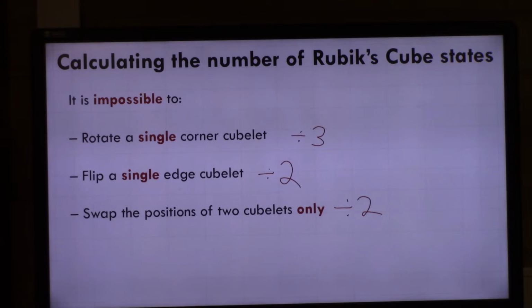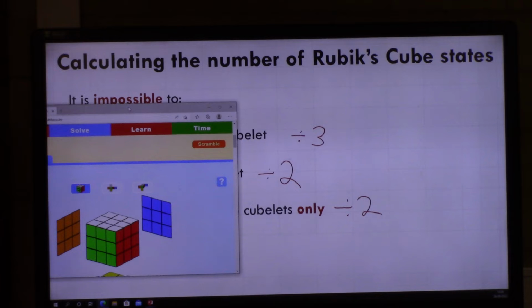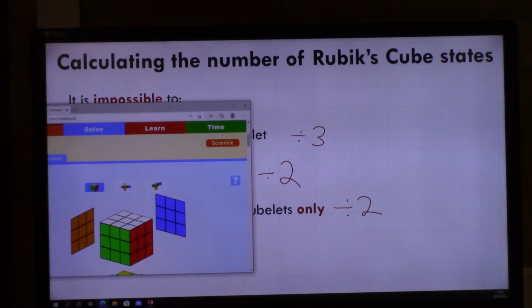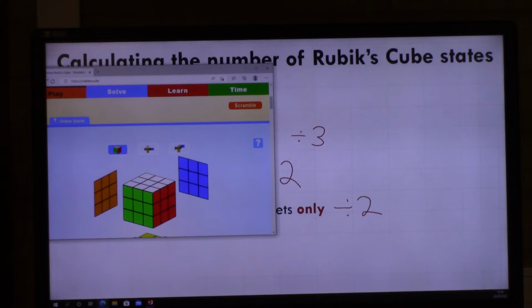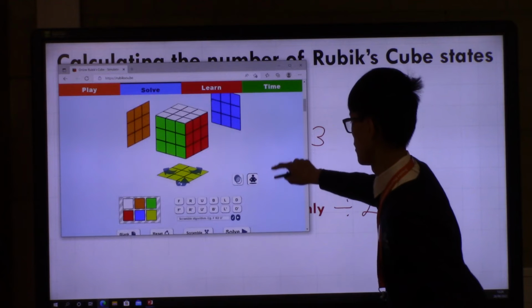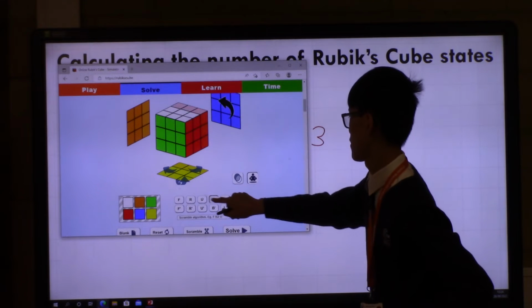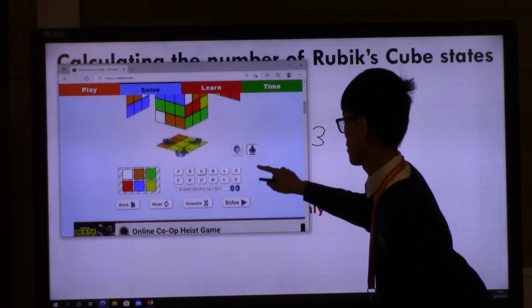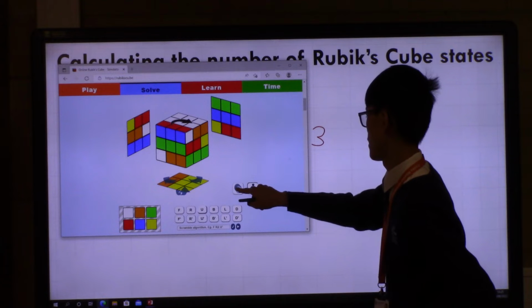I don't know if you can see. You need to alt-tab it. If you can see this. Right. There you go. If we just scramble it a bit. I don't know if you can see.